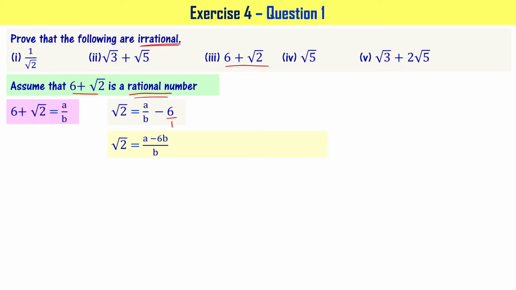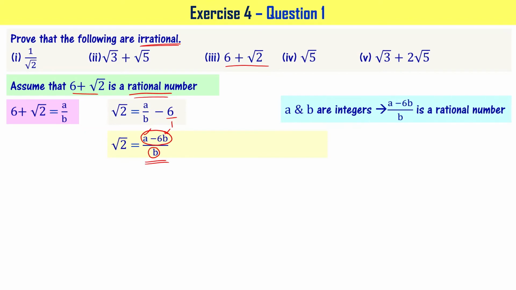Look at this. a is an integer, b is an integer. So a minus 6b is going to be an integer, right? The numerator is an integer and the denominator is already an integer. That's what we said. b is an integer. So it is a ratio of two integers. That's why we can say that (a minus 6b) divided by b is a rational number, right? According to this particular equation, root 2 is going to be a rational number, right? But we have already learned that root 2 is not a rational number.